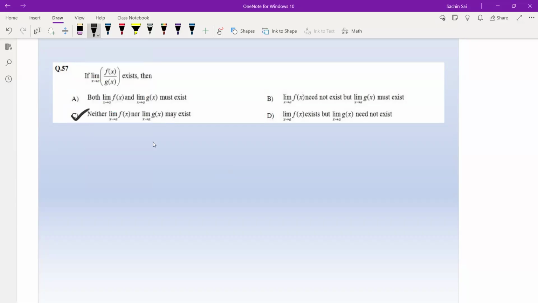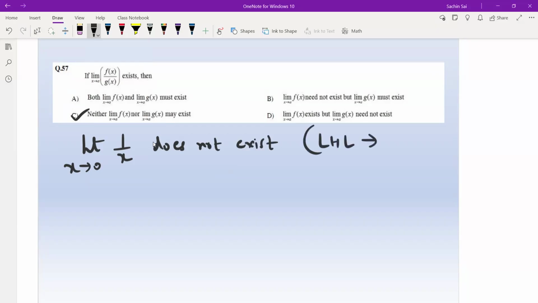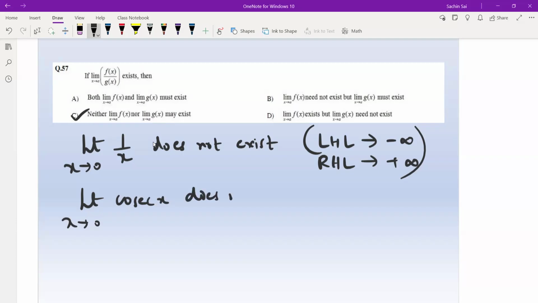So let us say you have limit x tends to 0, 1 by x, right? Limit x tends to 0, 1 by x does not exist. And what is the reason for this? This is because the left limit tends to minus infinity and the right limit tends to plus infinity, right? Similarly, we can say limit x tends to 0, cosecant x does not exist. Again, for the same reasons, the left limit tends to minus infinity, the right limit tends to plus infinity, right?